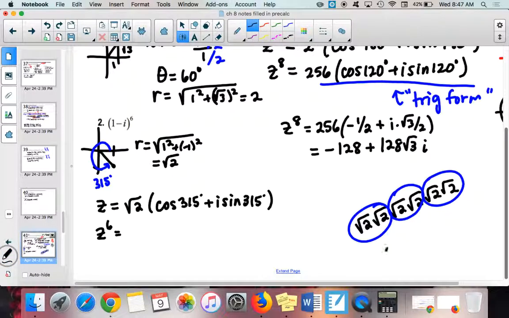Another way you guys can think of it is, I've been helping a lot of Algebra 2 students lately, and they've done a lot of the rational powers. Do you guys remember, like, when you raise it? A square root of 2 is really 2 to the 1/2. What if you have 2 to the 1/2 to the 6th? What happens to these powers?